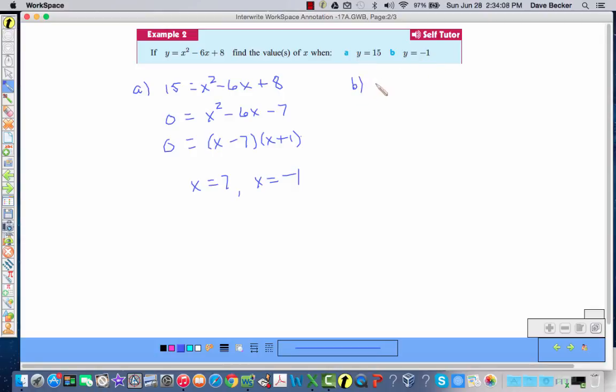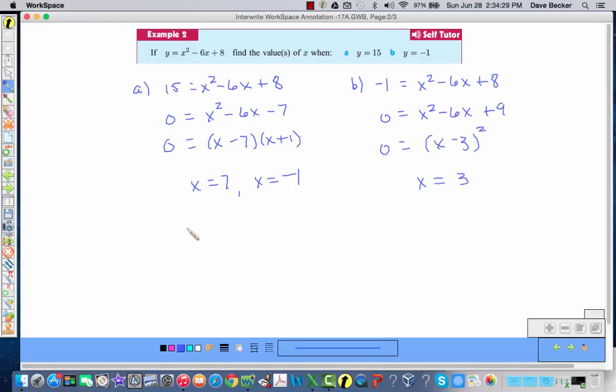Well, we would have negative 1 is equal to x squared minus 6x plus 8. Add 1 to both sides: x squared minus 6x plus 9. This is going to be a perfect square trinomial: x minus 3, the quantity squared, so therefore x is equal to 3.